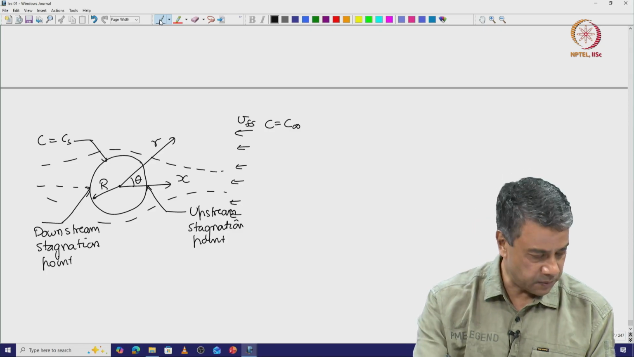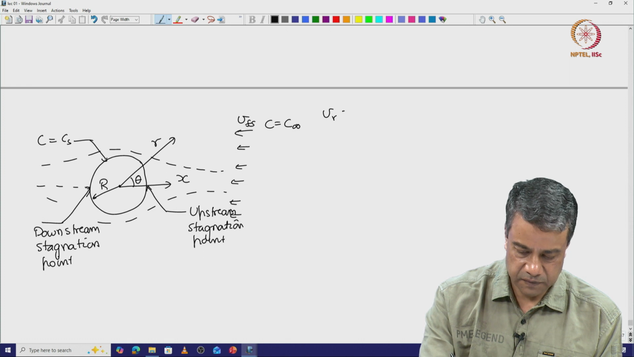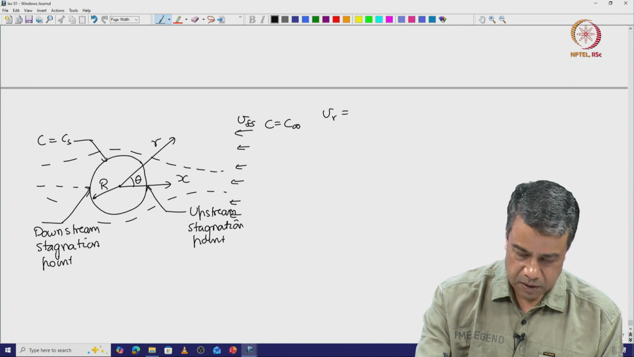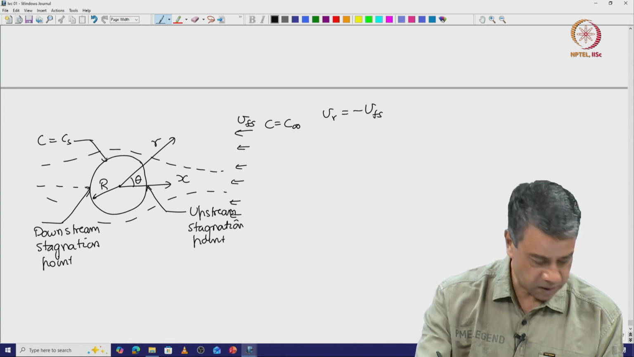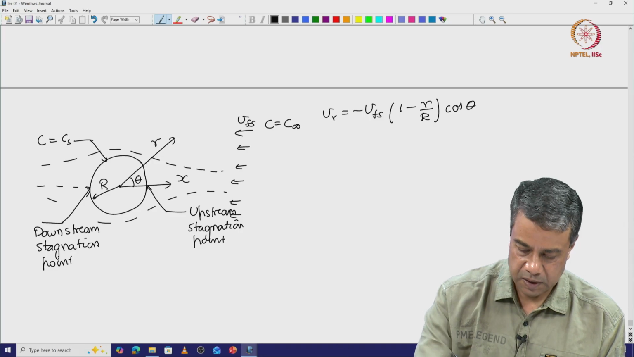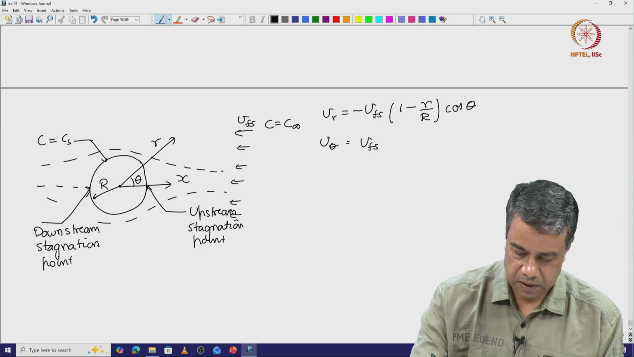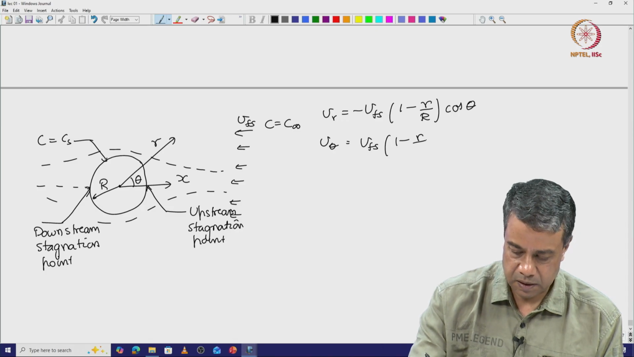The velocity component in the radial direction V r is equal to minus V free stream into 1 minus R by r into cos theta, and V theta is equal to V free stream into 1 minus R by 2r into sin theta.